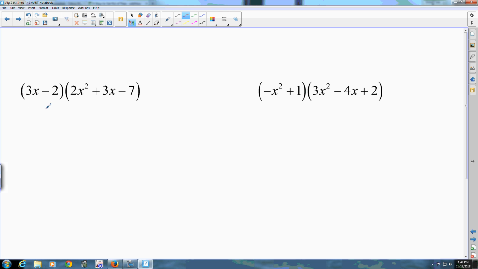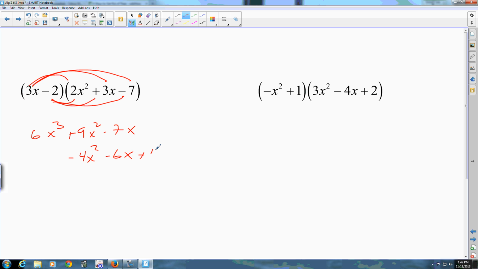All right? These ones, though, you guys have a choice. You either do the distributive property and distribute this thing through. So that's going to look like 6x cubed plus 9x squared minus 7x, and then minus 4x squared minus 6x plus 14. And I did this lining up like terms. So 6x cubed plus 5x squared minus 13x plus 14. That's one way you can do it.